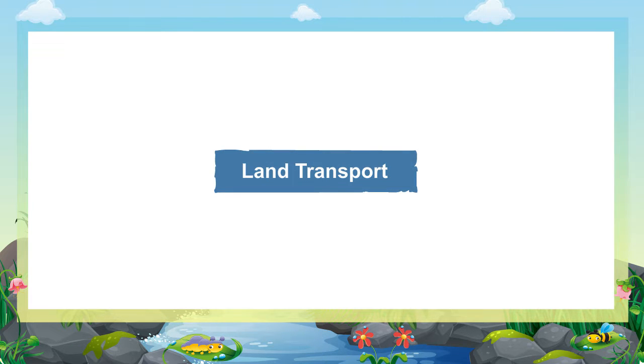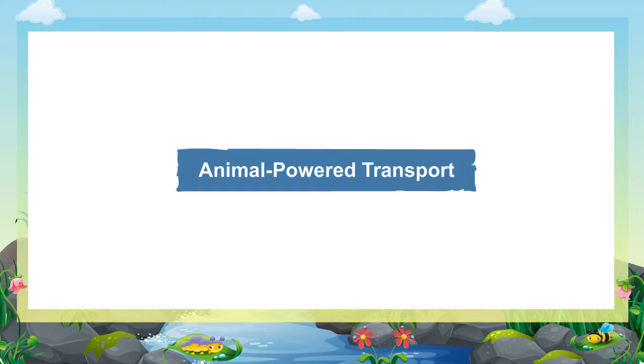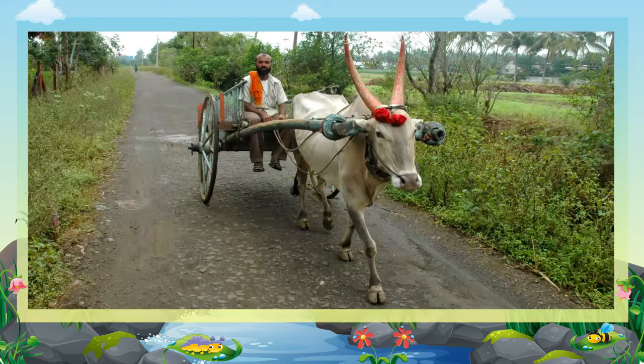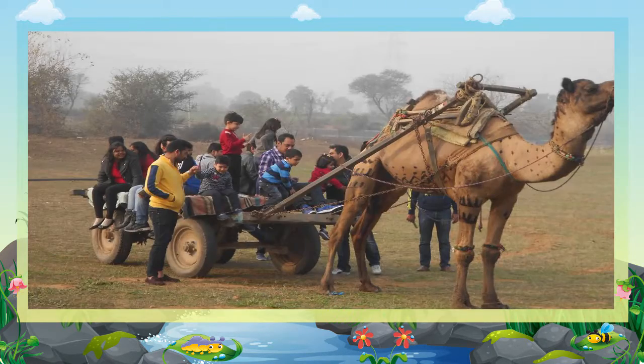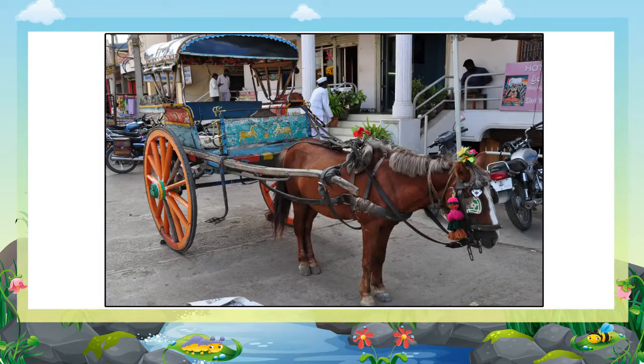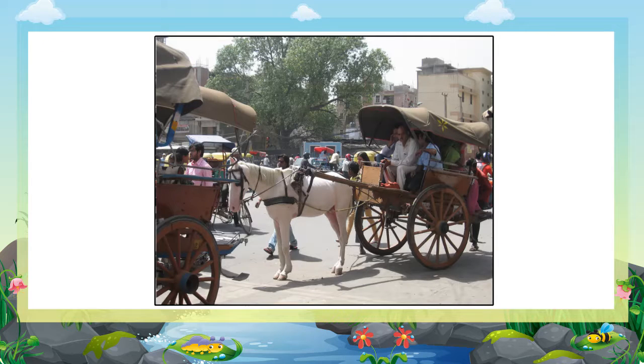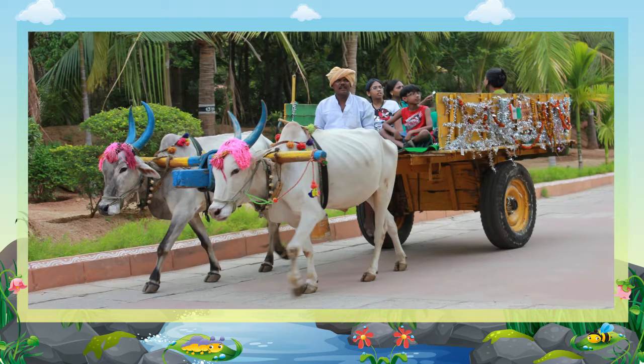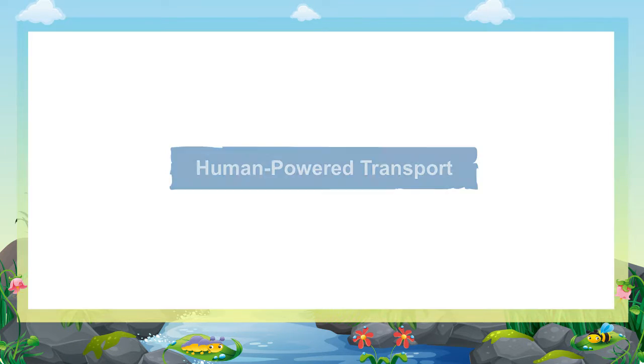Land transport. Animal-powered transport. Some carts are pulled by animals. Examples of such carts are bullock cart, camel cart, tonga, etc. People travel and carry goods to faraway places by these means. These carts are used in villages and small towns.